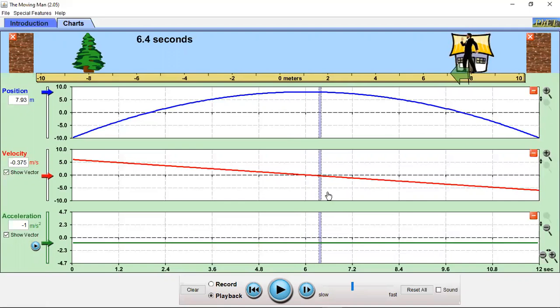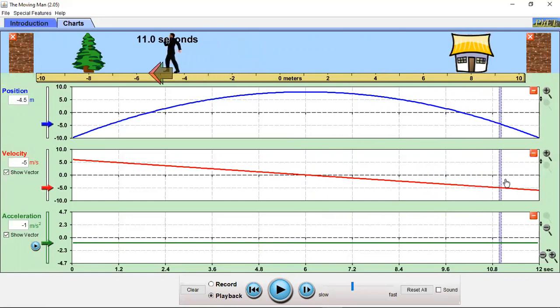Now, as he starts coming back, we see that the red velocity vector and the green acceleration vector are in the same direction. So we see that red velocity vector growing and growing as he goes faster and faster until he gets back to the end again. So that was the answer to number 3.